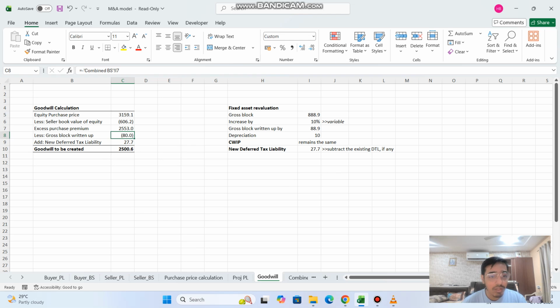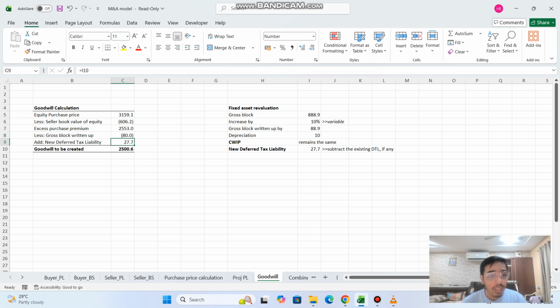Now why are we subtracting the gross block written up? So when we are acquiring the target company, there is a revaluation exercise done where the fixed assets are revalued based on their current market prices. So when a revaluation happens to the current market prices, there is a revaluation gain, right? So that is a gain for the buyer company, right? So you need to subtract it from the overall cost.